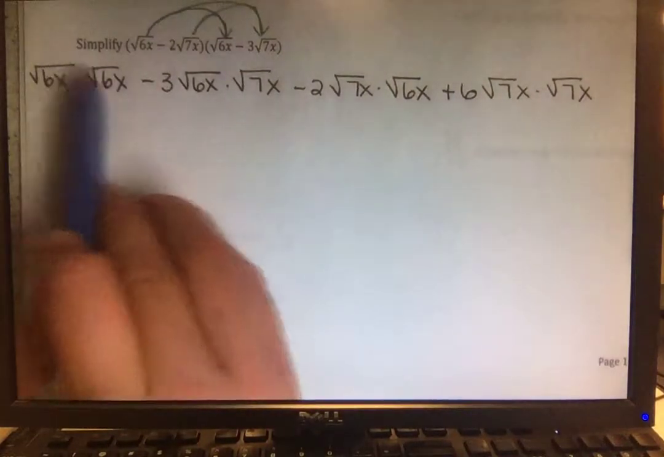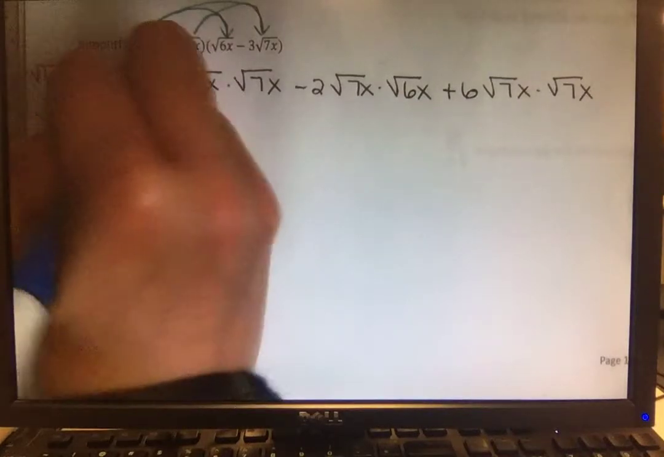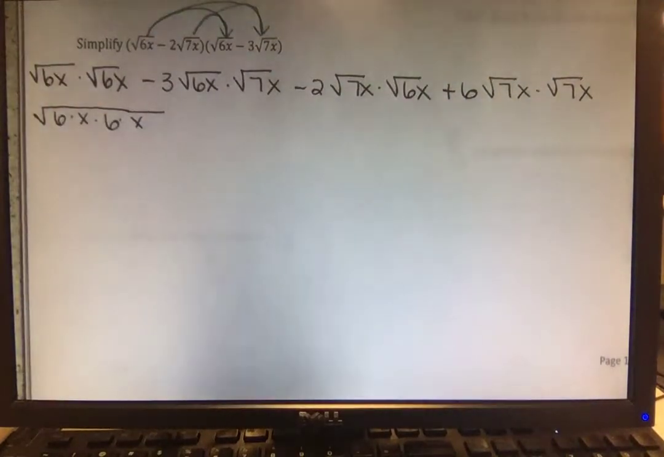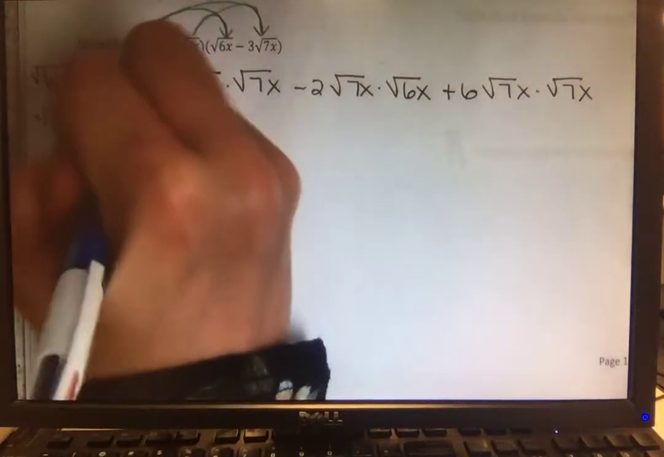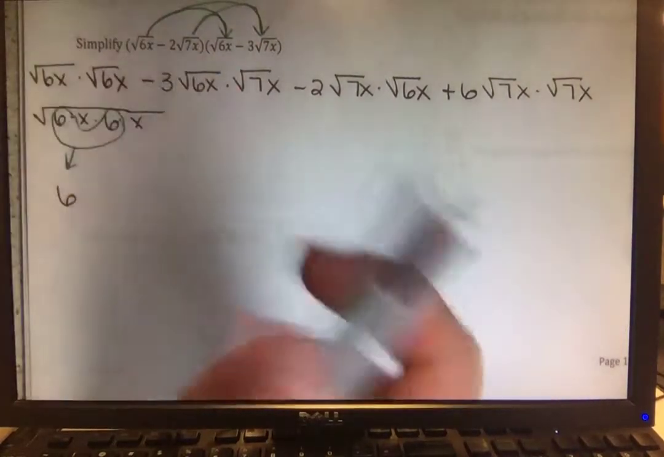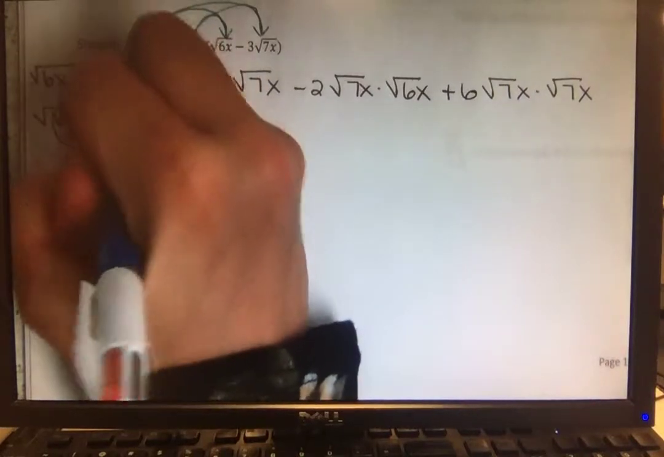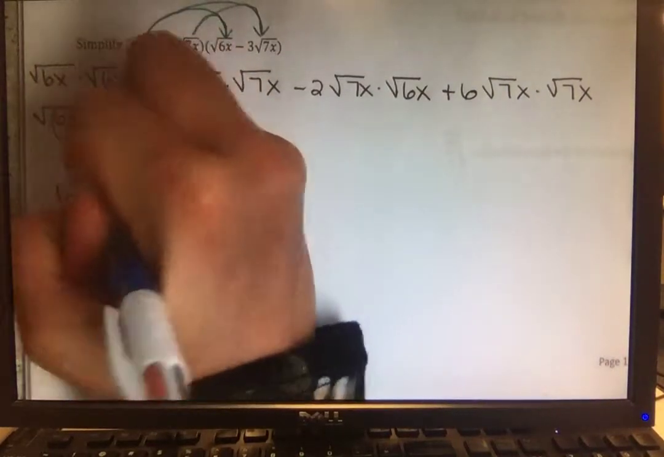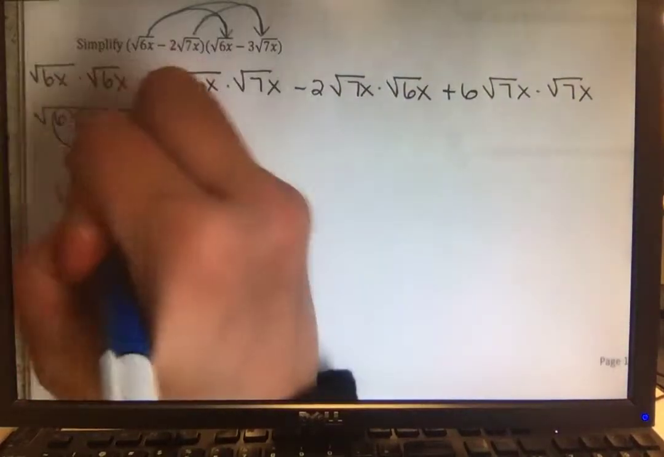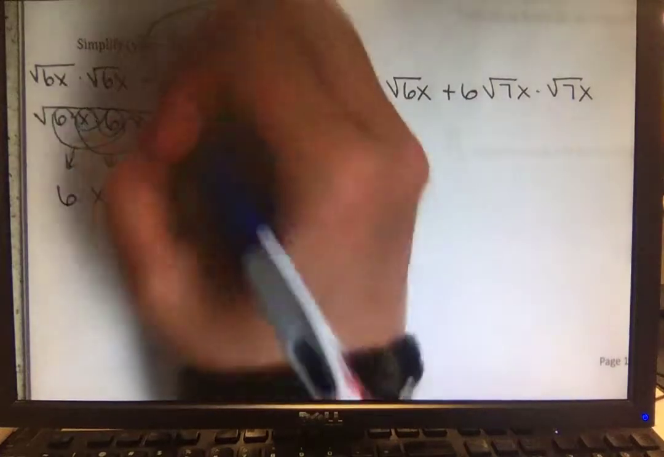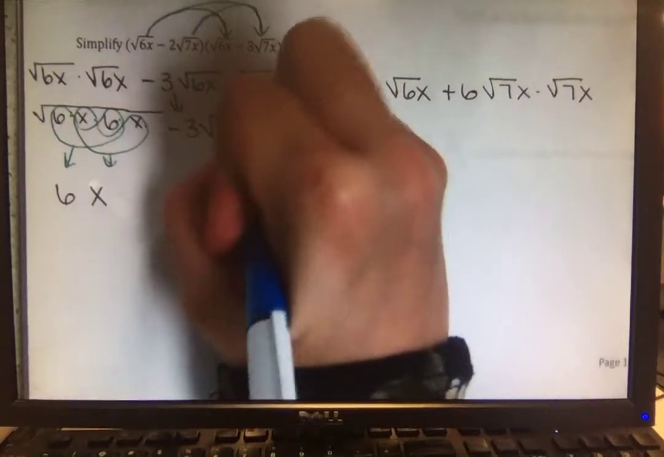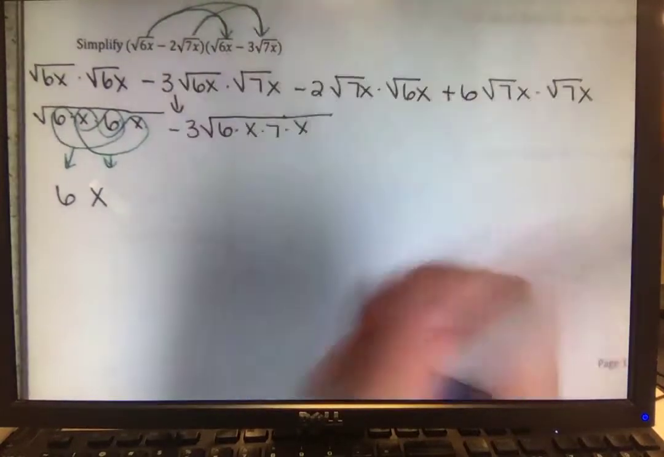So simplifying, these are both square roots. We can write it underneath the same square root. It's a square root, so we're looking for two of a kind. So these two 6's can come out of the radical, and the two x's can come out of the radical. Nothing's left underneath the radical, so the radical is going to go away. Bringing down this minus 3. They are both square roots. We can write it underneath the same square root: 6 times x times 7 times x.